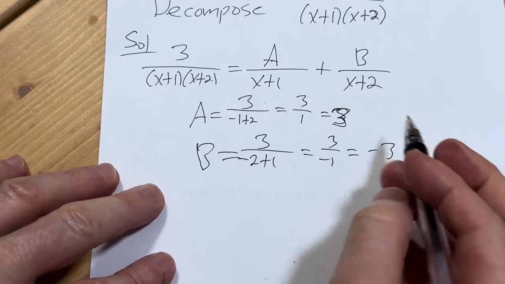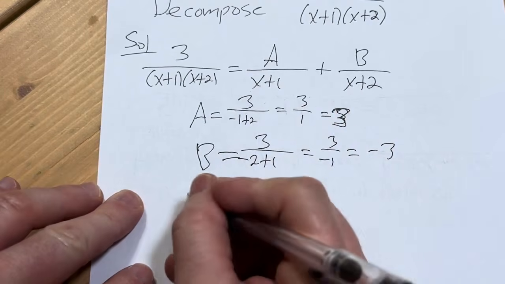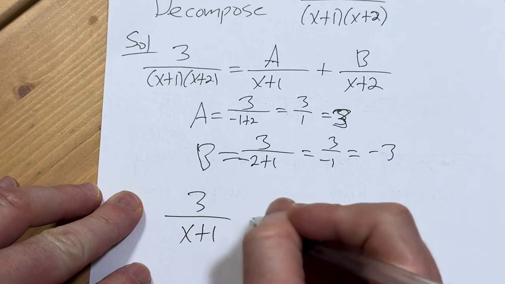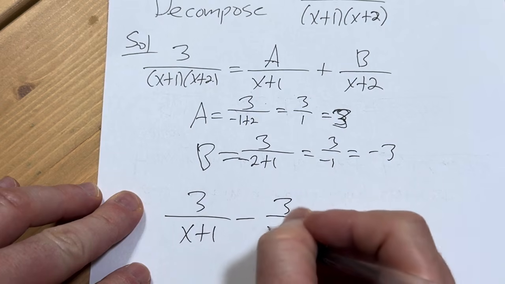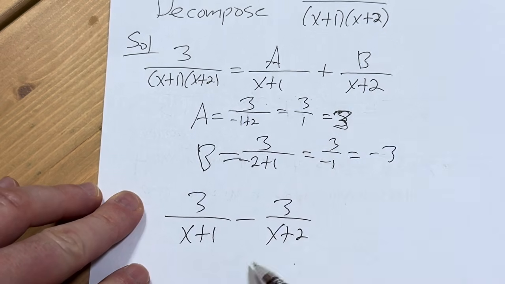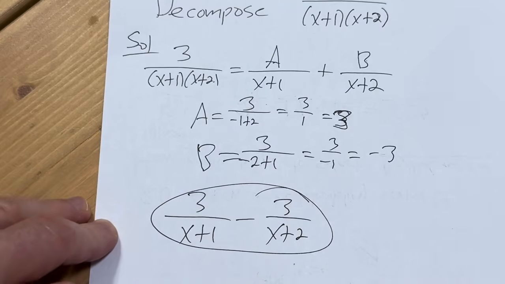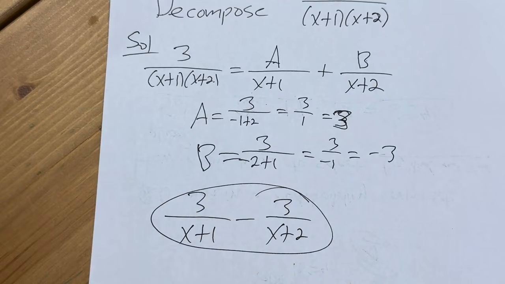And so the final answer is going to be 3, because A is 3, over x plus 1, minus 3 over x plus 2. We're putting a -3 here for B, writing it like this. That would be the partial fraction decomposition, my friends.